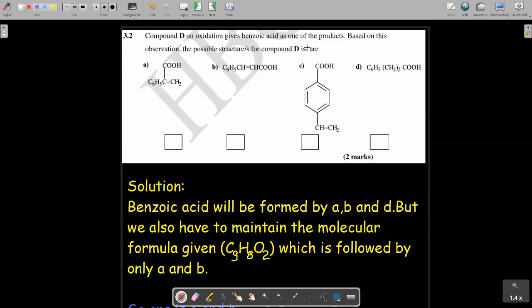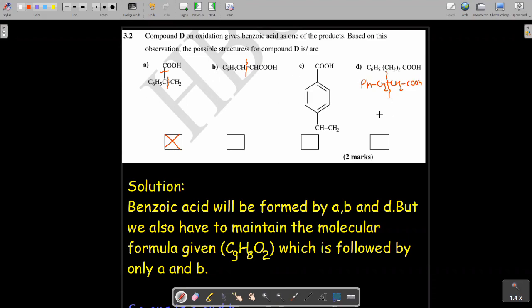Compound T on oxidation gives benzoic acid as one of the products. Based on the observation, the possible structure for compound T is A or B. So yes, this is a possibility. Going to B, yes, it can also form the required benzoic acid. Similarly, yes, C also can form because it is basically PhCH2CH2COOH. So this can also form benzoic acid.